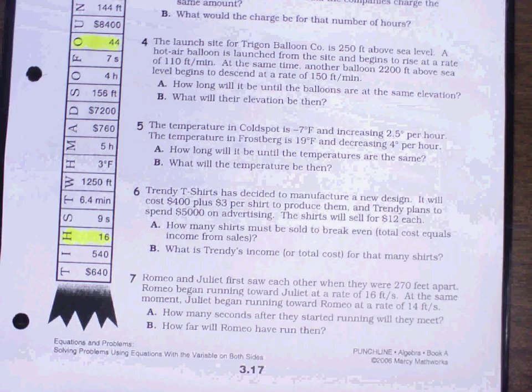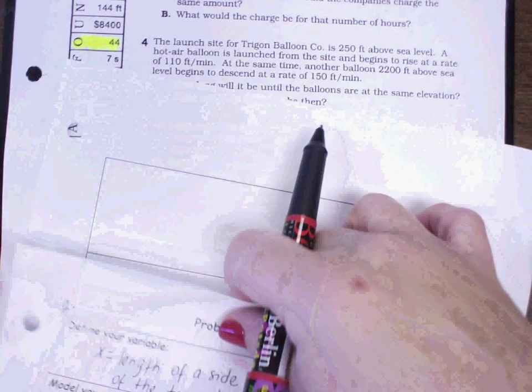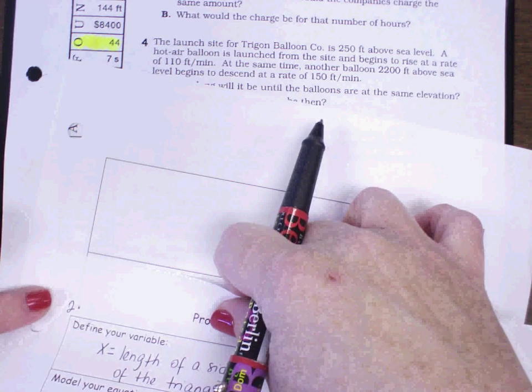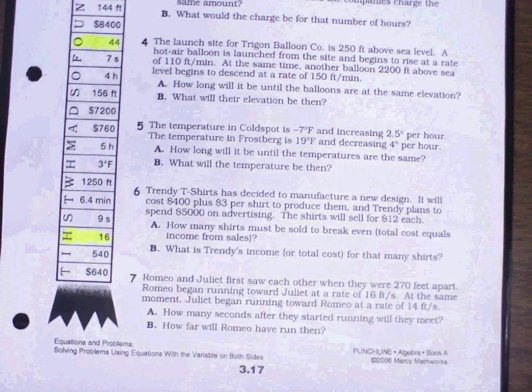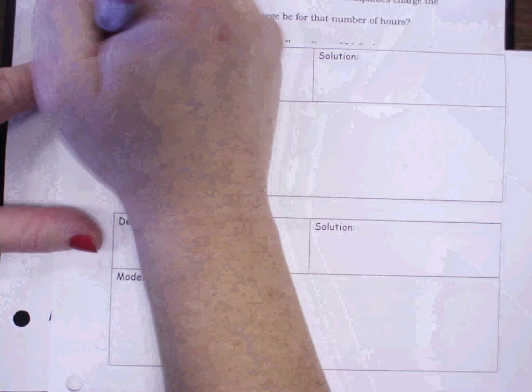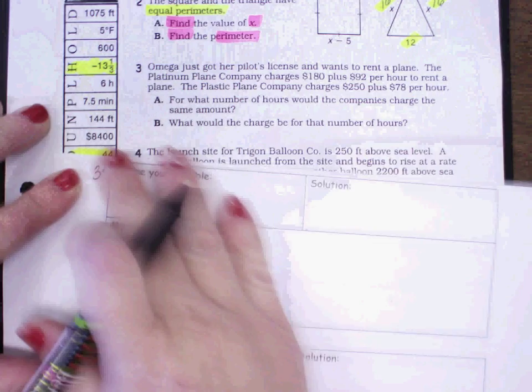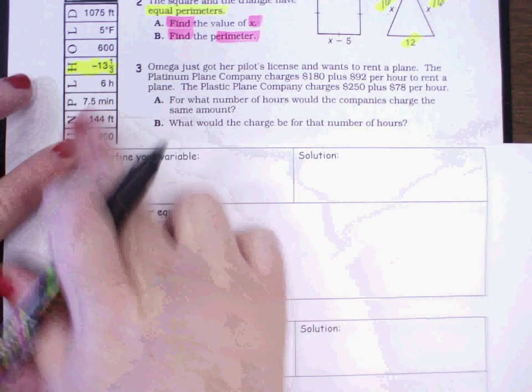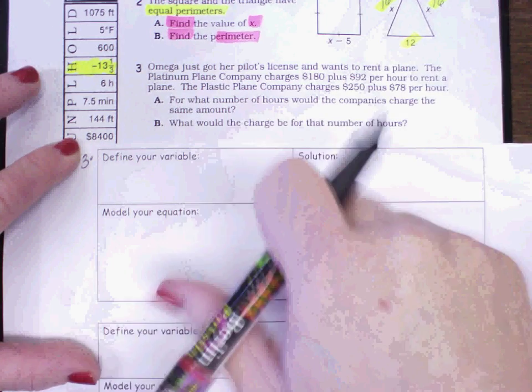Now, let me see if we did this right. We've got to find our answers over here. Look, there's my 16 at the bottom. Do you see it? And then where's my 44? It's O. So we're good to go. Yay? Yes? All right, let's go for number 3.